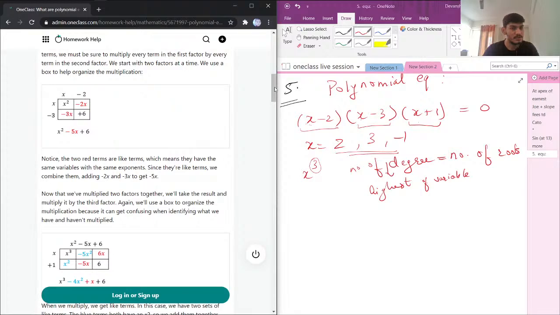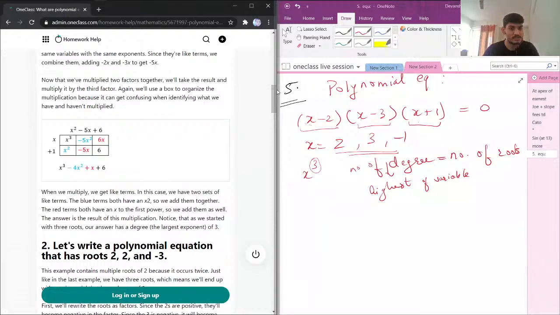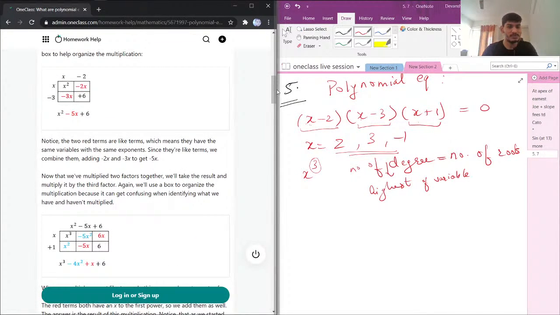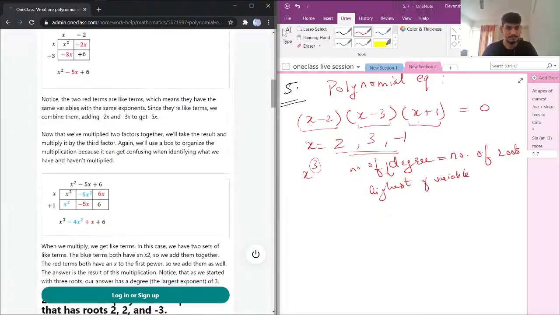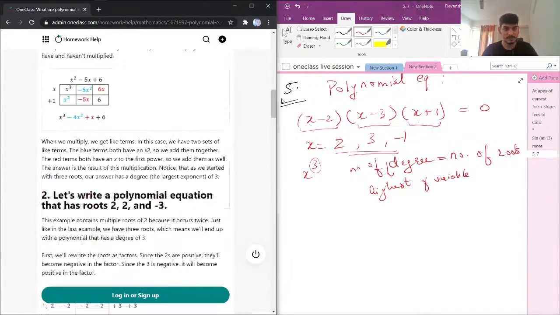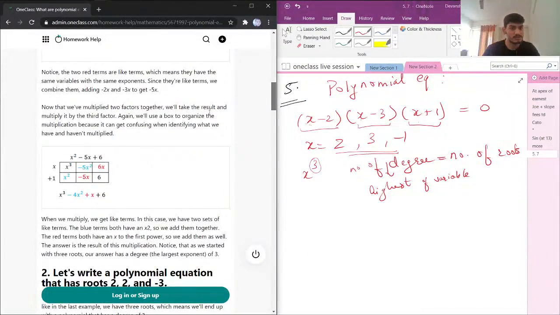So this is just for a 2 root equation. Here you can see it is for 3. In this case we'll get 3 roots, and in the other case we will get only 2 roots. Negative 2 and negative 3 are the roots here. And now that we have multiplied 2 factors together, we'll take the result and multiply it by the third factor.